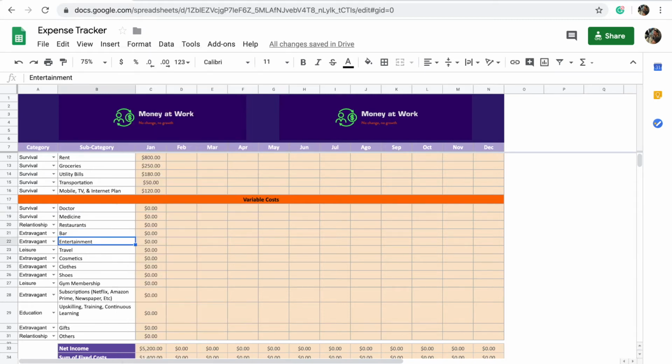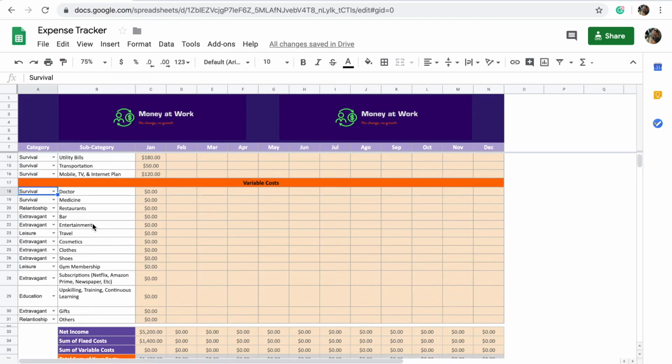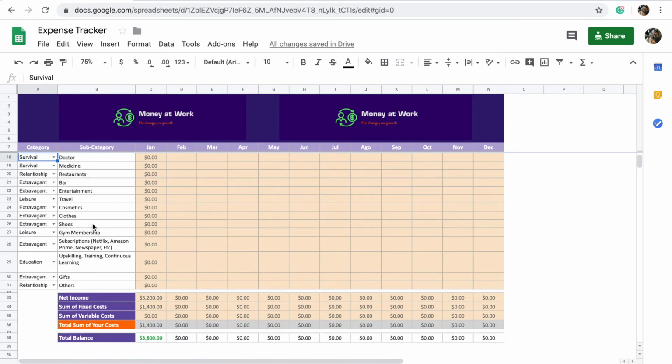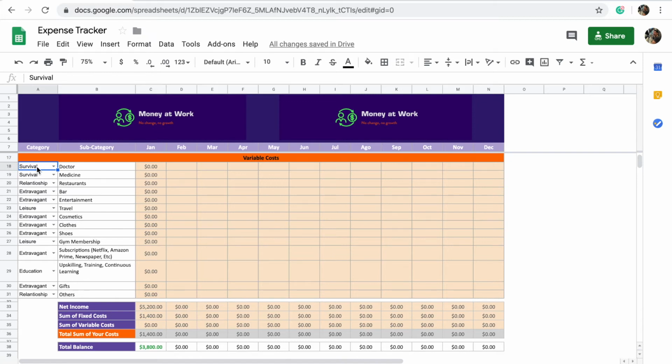Basically for variable costs, I'm going to start with survival as well, in case you have a doctor. I'm not going to say that the subcategory doctor is extravagant or leisure or something else. When you go to a doctor, you go for your health. So that's why I just use the category survival here.